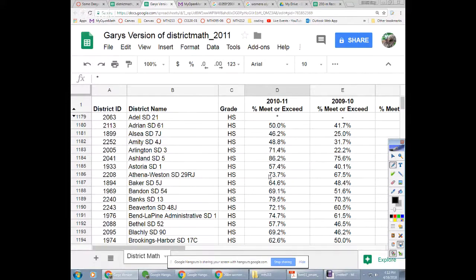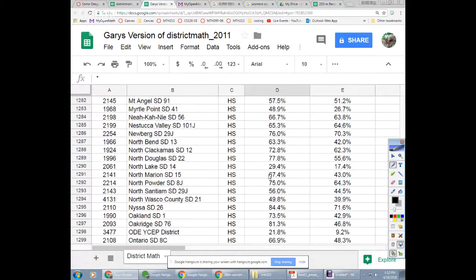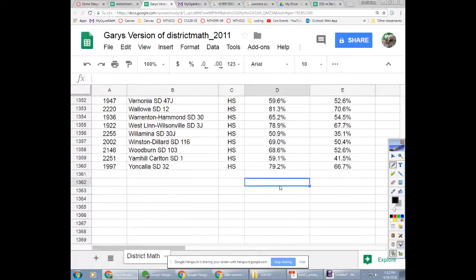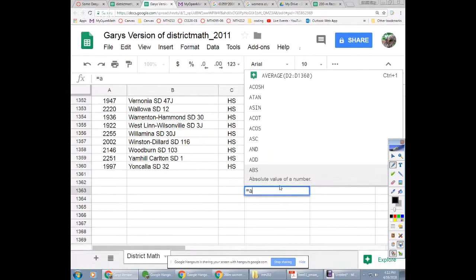Not all the time, but for statistics in spreadsheets, a blank is not a 0. So if at the bottom I wanted to calculate the average here, I'm going to put a little note that I'm doing the mean. I do equals, I start typing it.